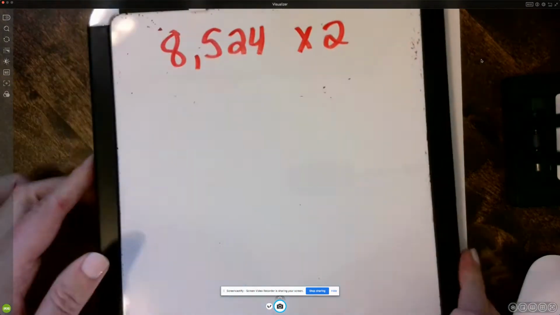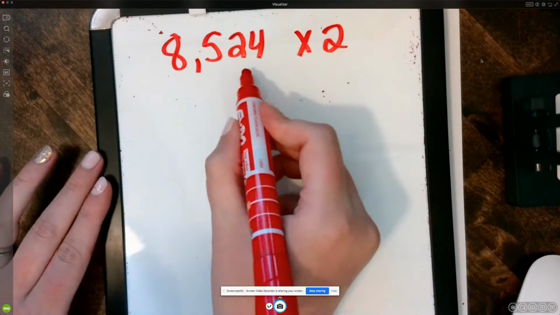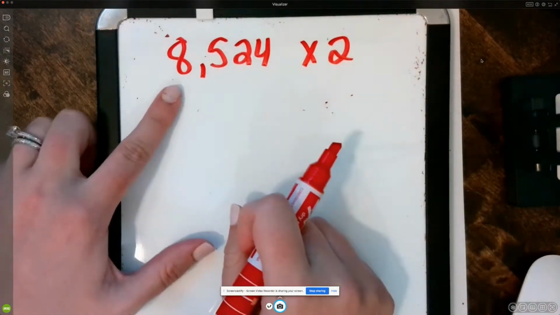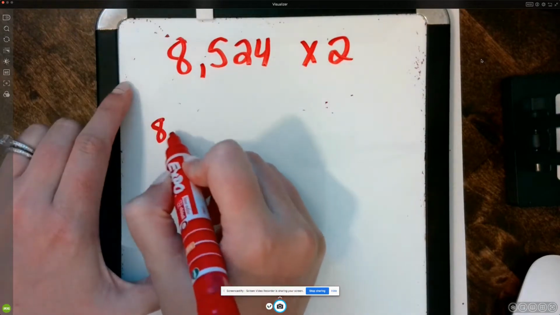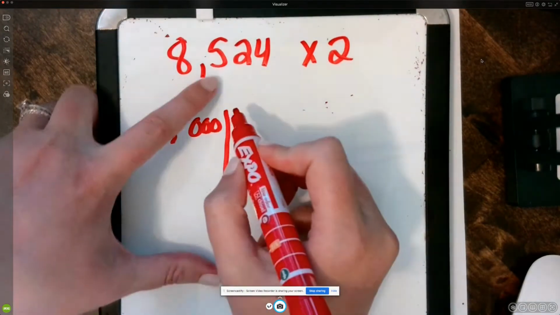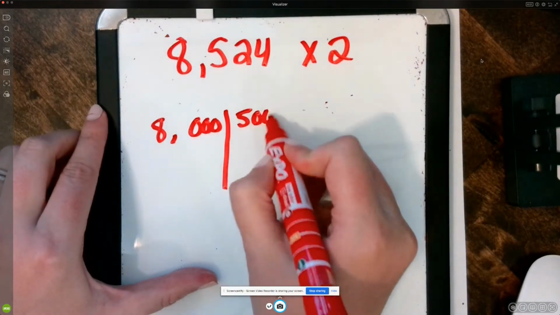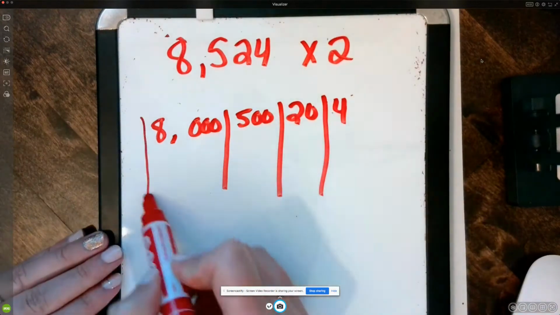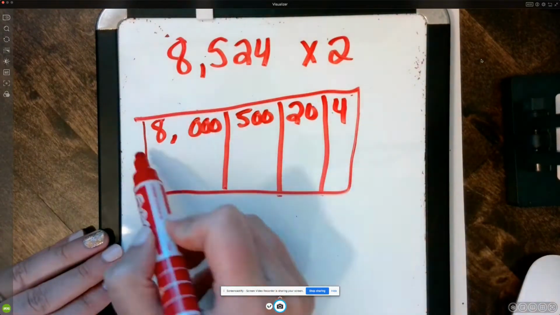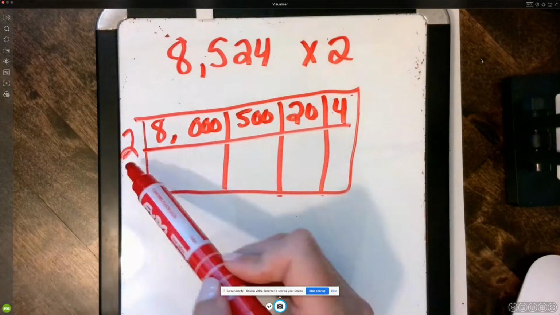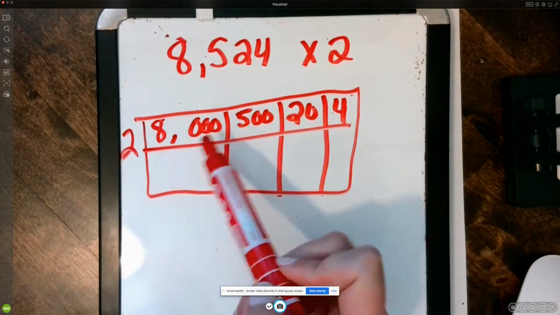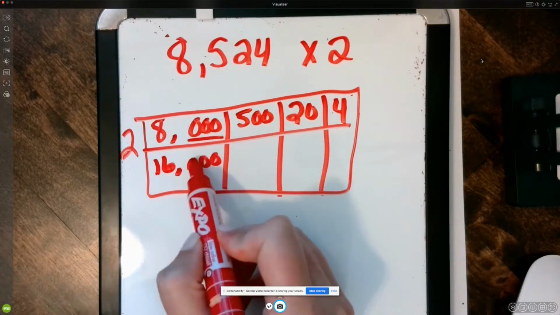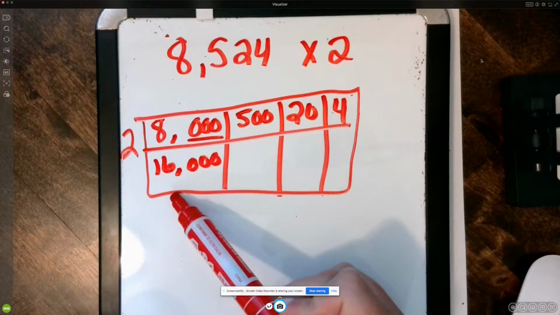Okay. And I'm going to break apart or expand out my 8,524. So I have 8 in the thousands place, so that's 8,000. I have 5 in my hundreds place, that's 500. 20 in my tens place, and 4 ones. And I'm going to multiply all of this by 2. So 2 times 8,000. 2 times 8 is 16, and since I'm in the thousands place, I'm adding these 3 zeros. Okay, so 2 times 8,000 is 16,000.